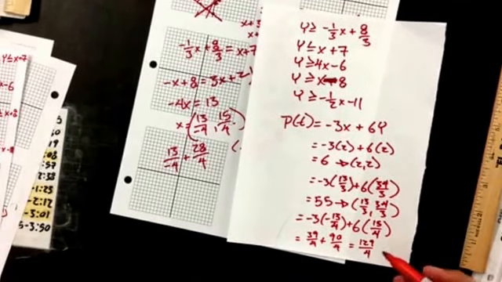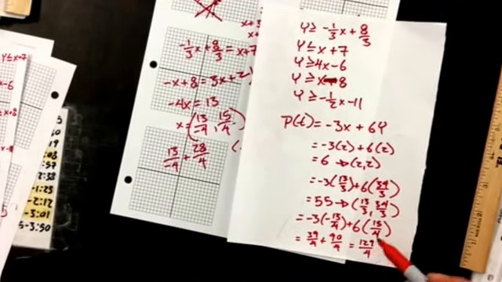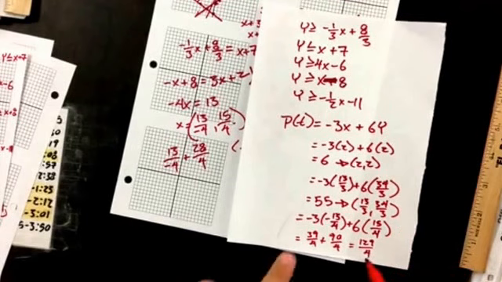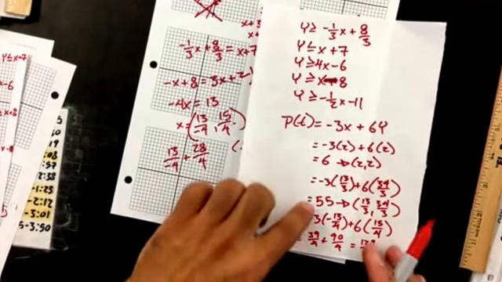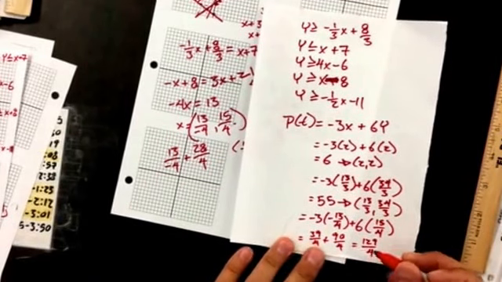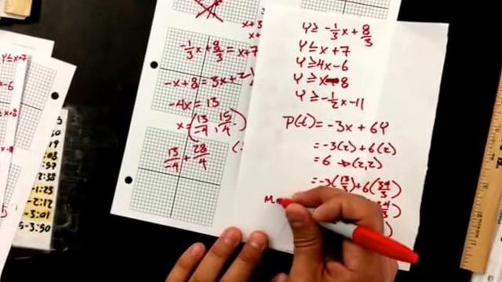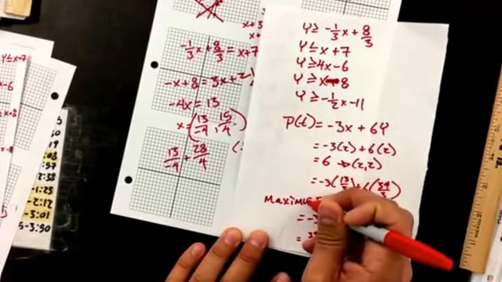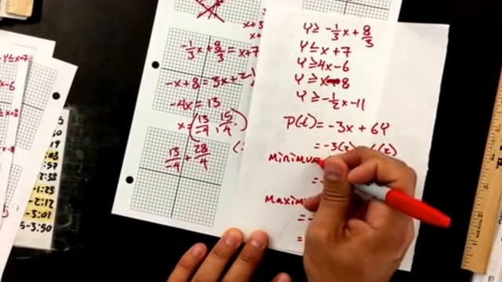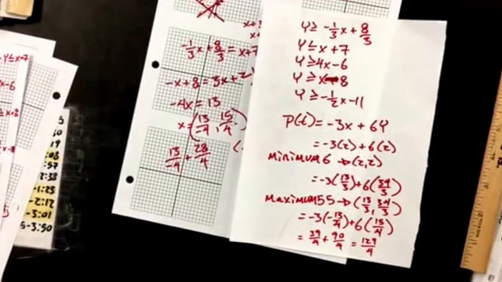129 over 4 is approximately 32. I'm just looking at that to see if it lands above, below, or in between these two, and it's in between them. So this is going to be my maximum. This is going to be my minimum. So I found the maximum and the minimum.